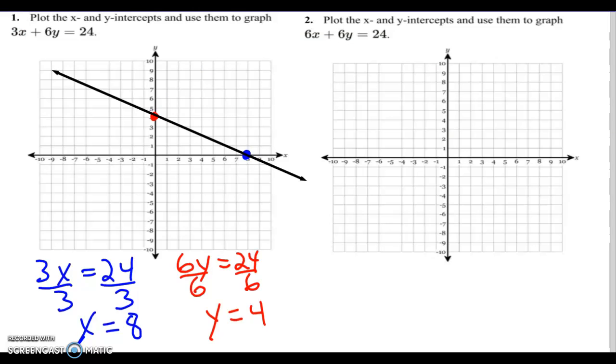Let's take a look at number 2. First I'm going to cover up the y term. It doesn't matter which order you do; I'm just doing the y. So then I have 6x is equal to 24. Divide by 6. x is equal to 4, so I go to 4 on the x-axis.